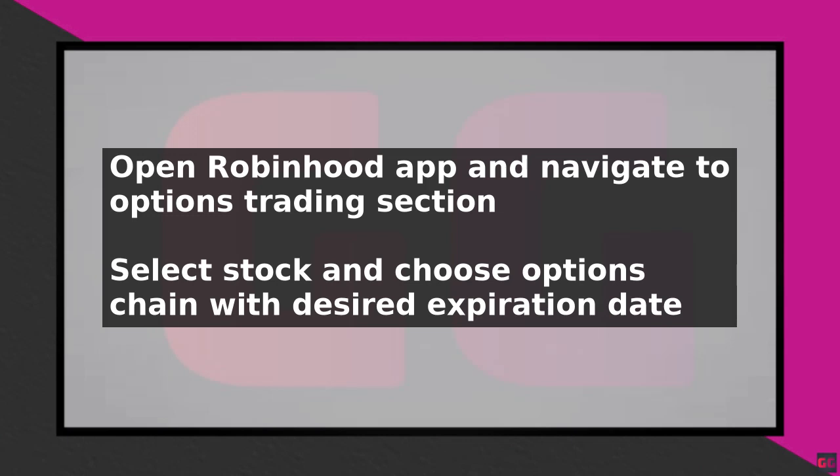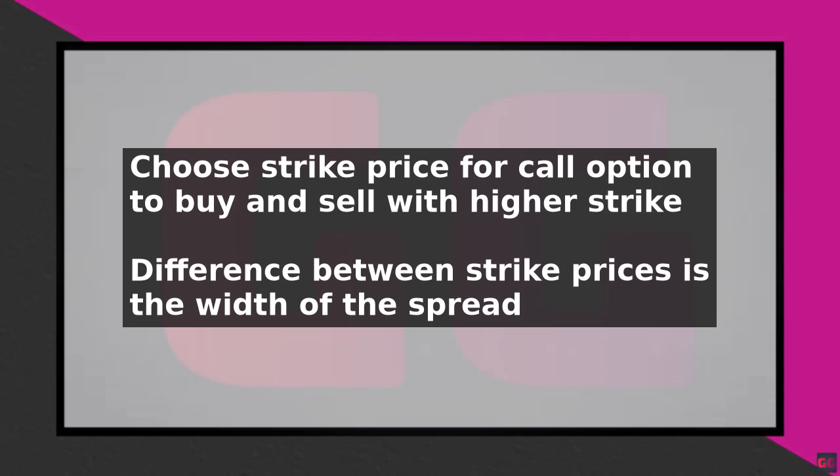Now, enter the number of contracts you want to buy and sell. Each contract represents 100 shares of the underlying stock. Make sure to review the trade details, including the net cost of the trade, the potential profit, and the potential loss. Before confirming the trade, consider the risks involved.